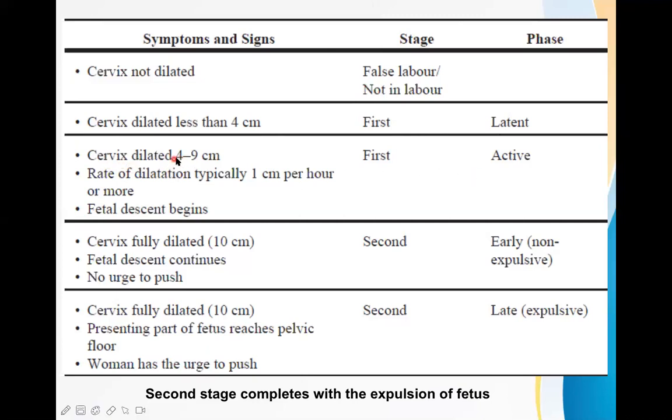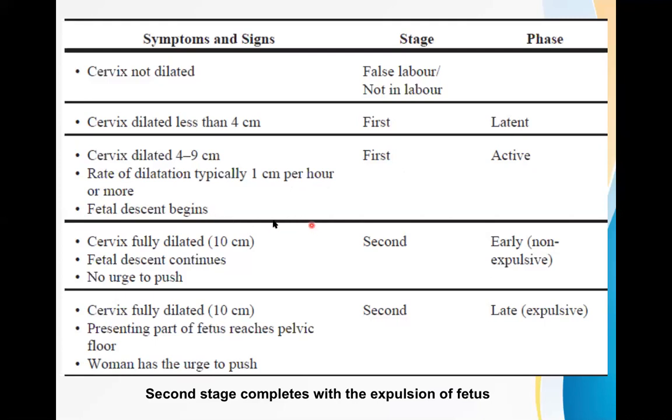Now, from 4 centimeter to 9 centimeter, still this is the first stage of labor, and now it is called the active phase. Okay, first stage of labor, active phase. The rate of dilation is much quicker than the latent phase, and in this phase the fetal descent begins.